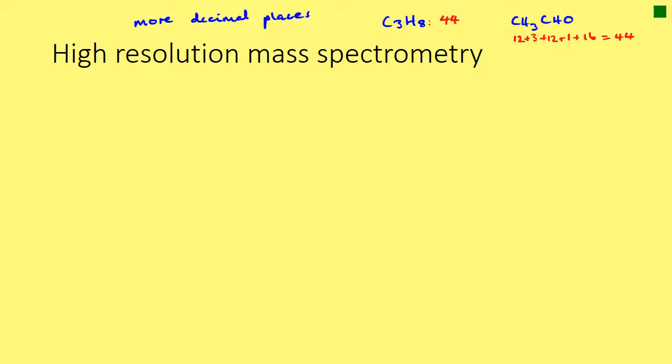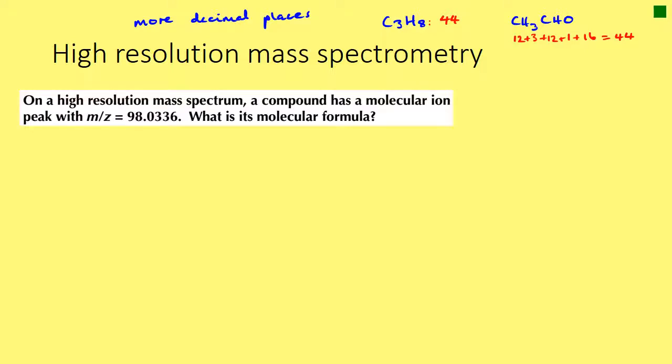Let's have a look at an example to illustrate it. Okay, so we've got a high resolution mass spectrum. That's the graph. And we've got a compound that has a molecular ion with m/z 98.0336. All right, now we need to work out its molecular formula. We're given a bunch of options. It could be one of these 4 options. So how are we going to work out which one it is? Because they're all pretty close to 98.